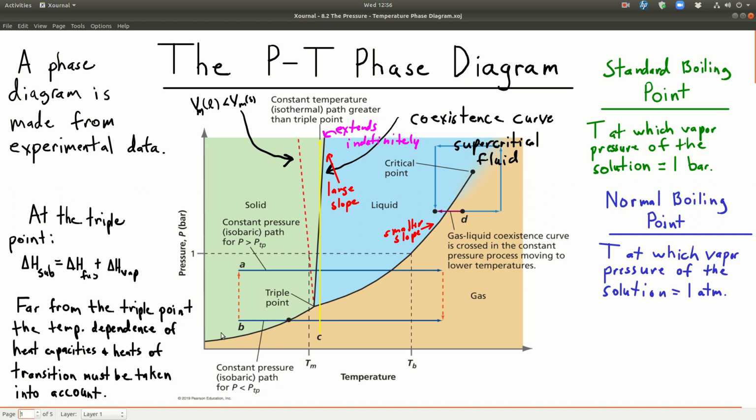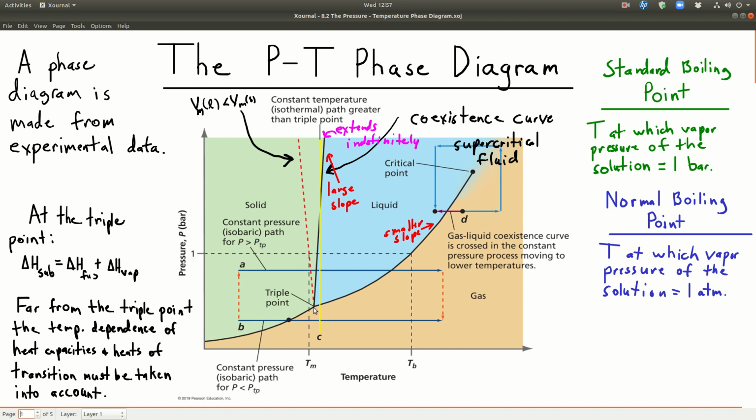Now, going from the solid phase here, at this pressure, we start at B, and as we increase the temperature at the same pressure, we'll go directly from the solid to the gas phase. That's called sublimation. On the other hand, if we start at this pressure and increase the temperature, we'll go from the solid to the liquid phase, and then eventually to the gas phase.